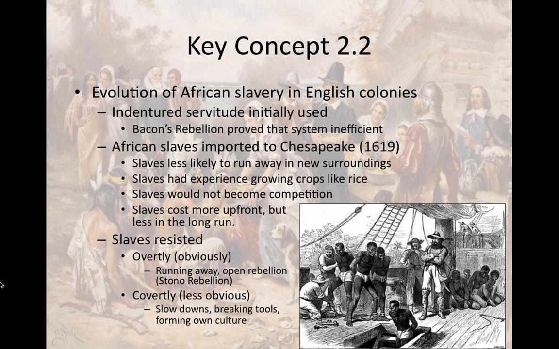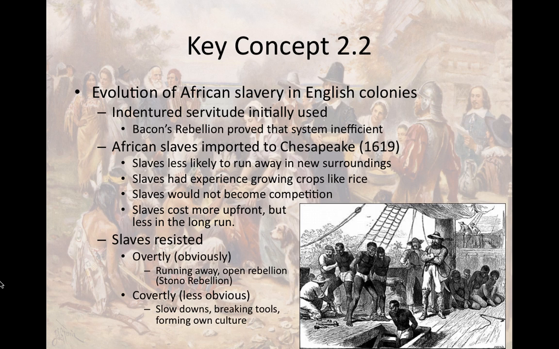Now, don't make any mistake about it. People who were slaves hated being slaves. They resisted in many ways. It's important to not forget this, because if we forget this, then we lose the idea that slaves had agency and they were able to act on their own. So let's talk about slave resistance for a second. Slaves resisted in overt or obvious ways, and they resisted in covert or less obvious ways or hidden ways. So overt resistance included things like running away or open rebellion, as was evidenced in Stono in 1739.